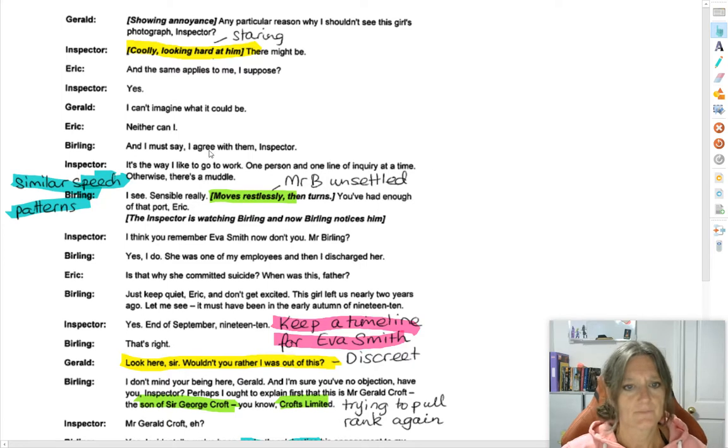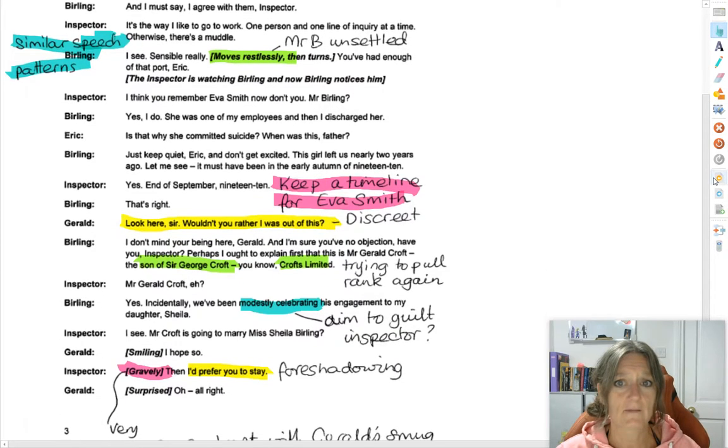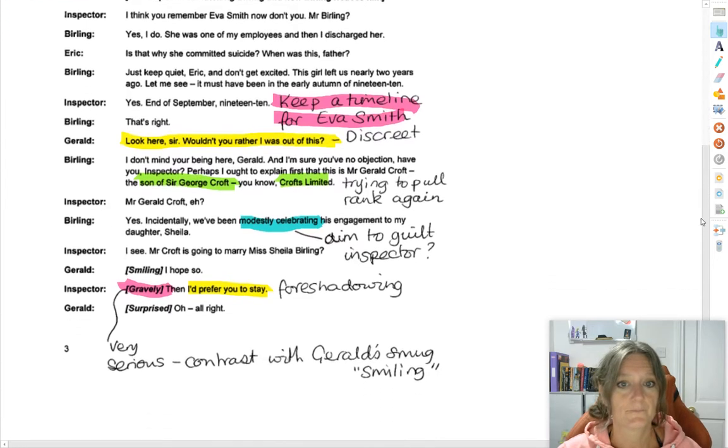Going on a little further, the inspector says, "It's the way I like to go to work. One person, one line of inquiry at a time, otherwise there's a muddle." And Birling says, "I see. Sensible, really." Here I notice again these similar speech patterns. The lines are always really similar in length. They're both quite blunt, and they're not exactly showing mutual respect, but they are talking almost as equals, or trying to. But Mr. Birling is becoming unsettled. He moves restlessly and then turns. He's not quite the comfortable man he was at the beginning of the play.